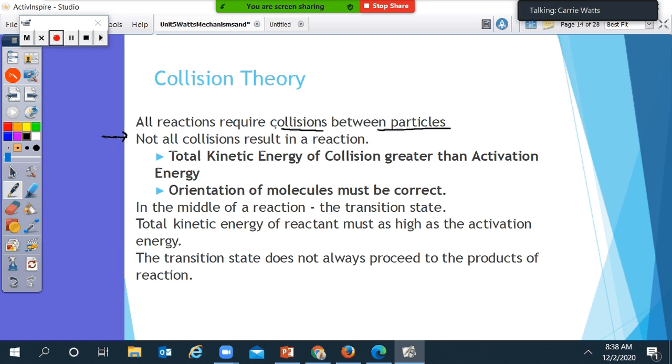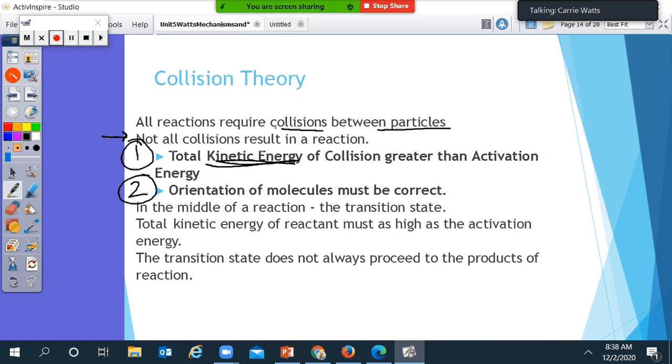The total energy of motion, the kinetic energy of these particles, has to be greater than what's called the activation energy. Activation energy is the minimum amount of energy needed to create the reaction. So there are 2 points. Activation energy is needed. It's got to be equal to or higher than the activation energy. And then the orientation of these molecules must be correct.